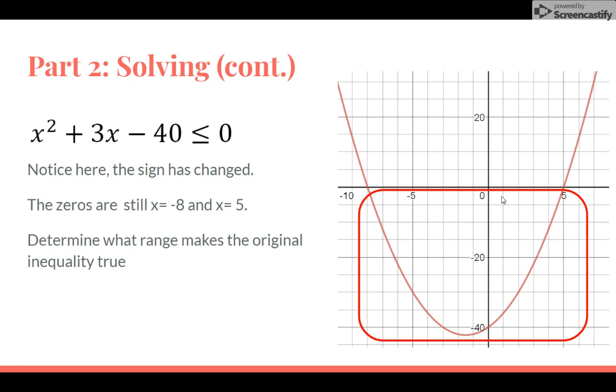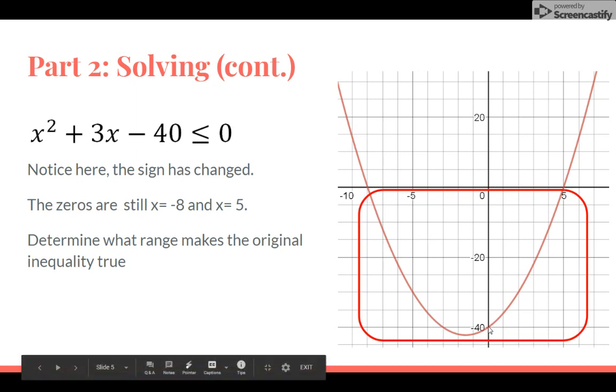So that's what it says right here, to determine the range that makes the original inequality true. We already showed everything over here is above the x-axis. That's greater than 0. Same thing, above the x-axis, greater than 0. But between -8 and 5, stressing that word between, that's going to make everything true, which includes that 0, -40 that we checked earlier.